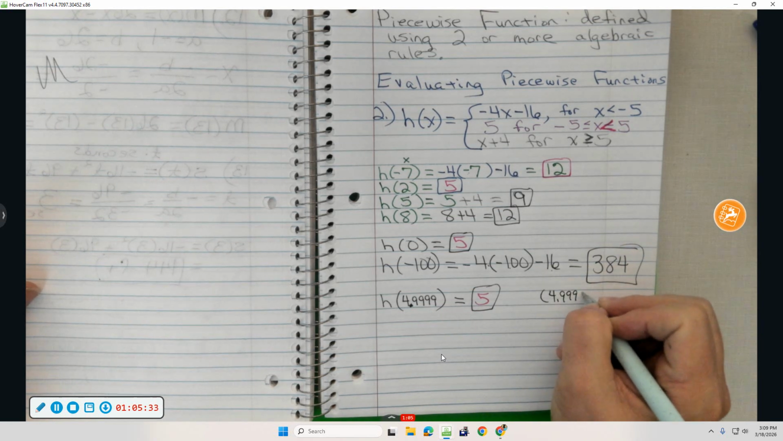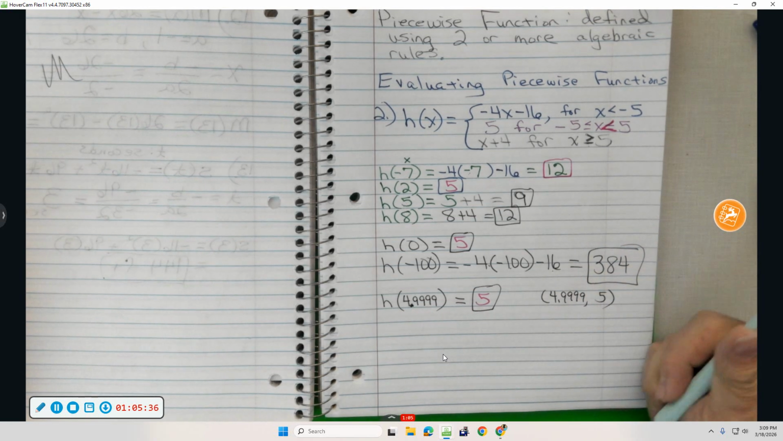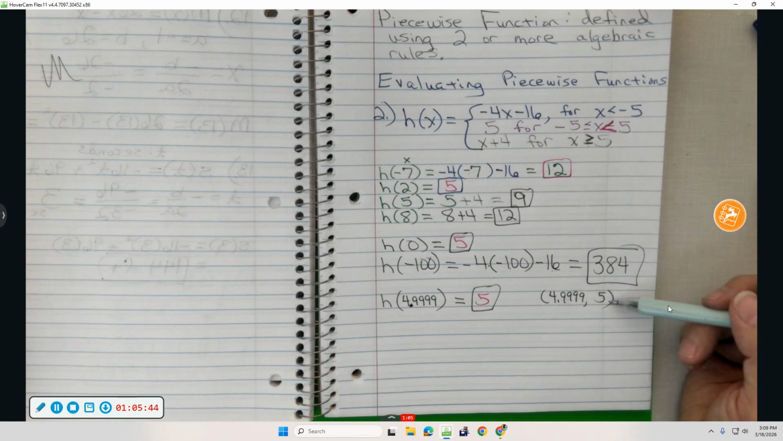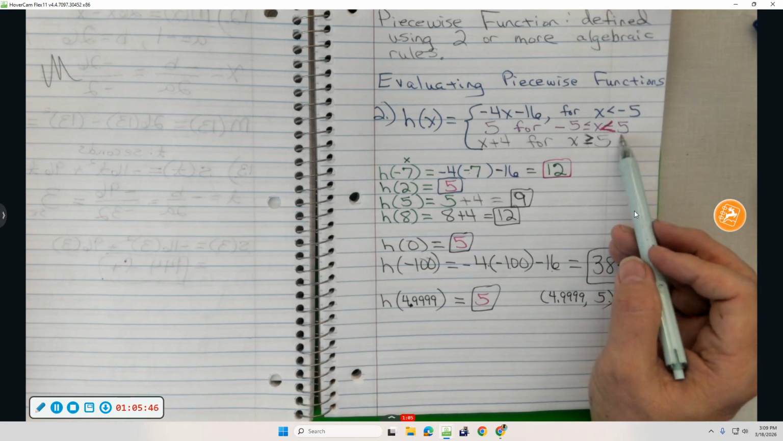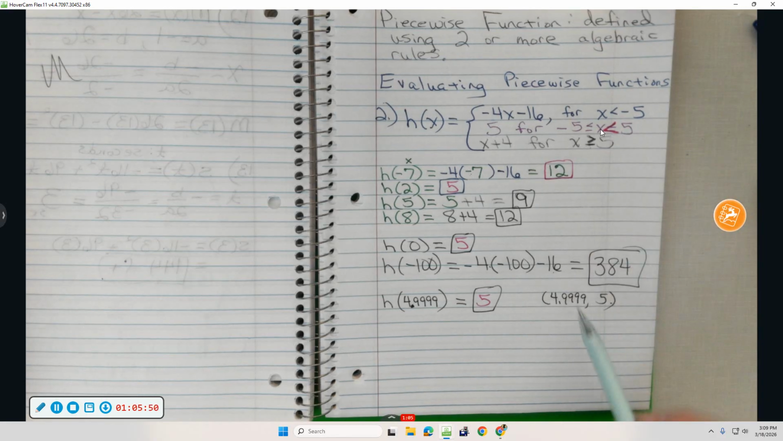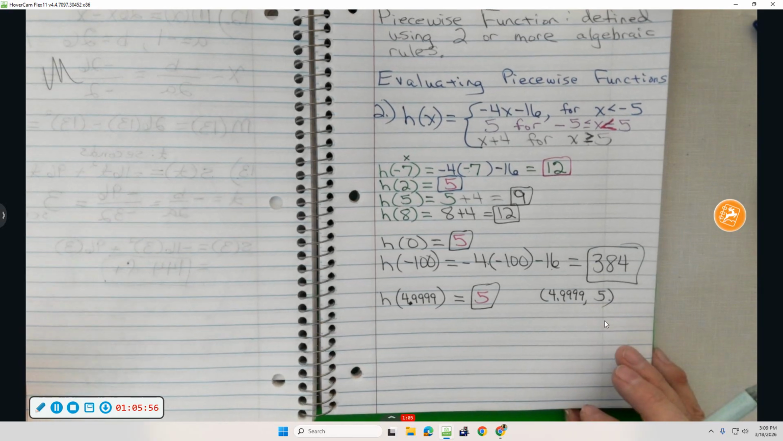4.9999, comma 5. If I told you, come up here and point at that on an XY grid, to the naked eye, what would it look like? It would look like it's 5, 5, wouldn't it? But we've already said that X can't be 5 in the pink thing. But here are points that look just like 5, 5. And we're going to have to take that into account. We have a real nice way of handling that.